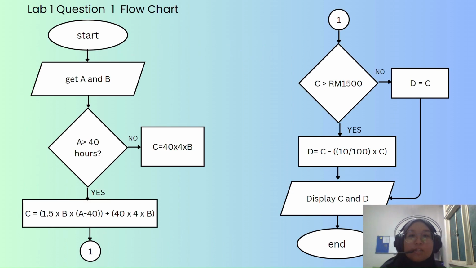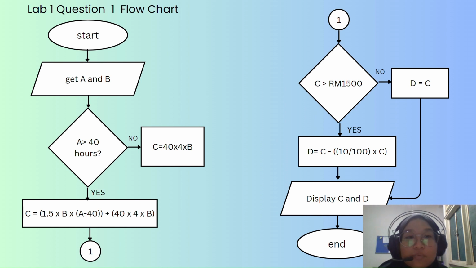All right, next for our flowchart, we will do the same thing. Go with start, and our input is we get A and B, and then we go to our decision, which is if A is more than 40 hours. If the decision is no, then C equals to 40 times 4 times B, which is explained in the pseudocode. If yes, then C equals to 1.5 times B times A minus 40, which is the extra hours that we need to get, plus 40 times 4 times B, which is the regular rate that we are going to calculate with. Then we use the connector page here, go to the site.